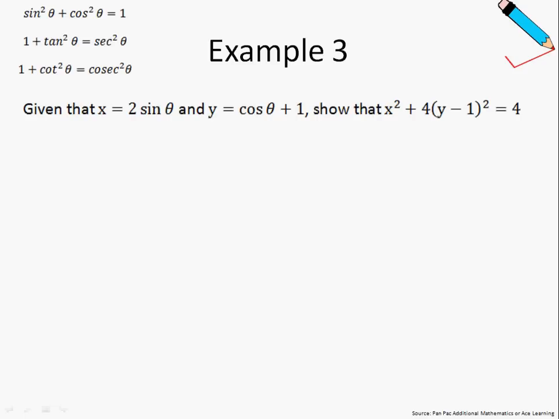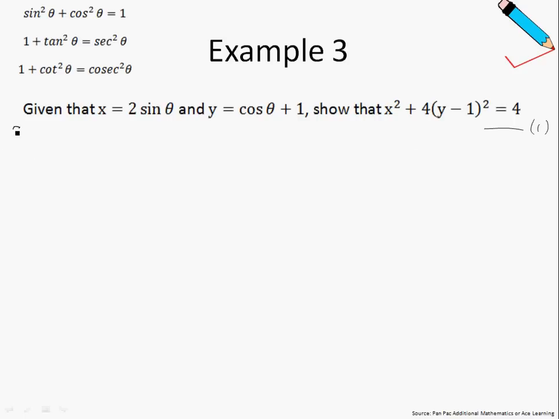Given that x equals 2 sine theta and that y equals cosine theta plus 1, show that the following equation equals 4. So what will we do? Let us just substitute the given functions for x and y into the equation. Let's call this equation number 1.